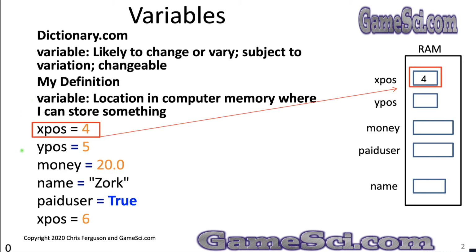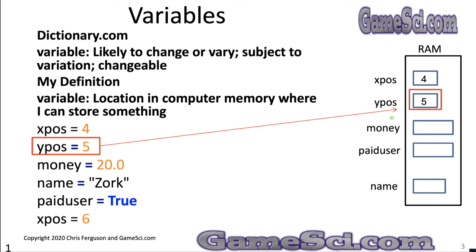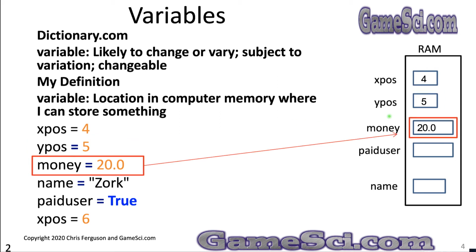X position equals 4. We're going to assign the value 4 to the variable x position, and you could see that a 4, or the binary value that represents 4, gets stored into computer memory. Y position equals 5. Let's store a 5 in the variable y position. Again, it's a small piece of computer memory where I can store values for later use. I'm storing the value 5 for later use.